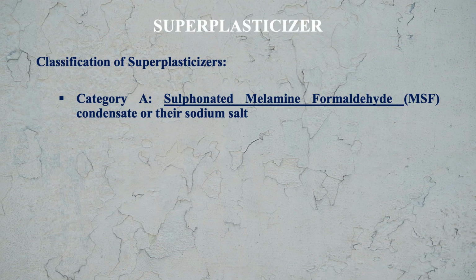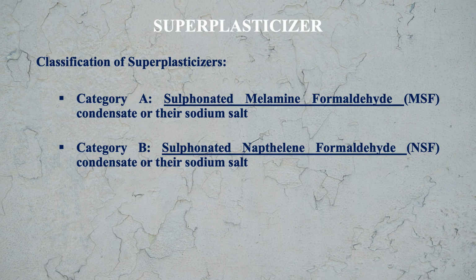Now let us see how we classify the superplasticizers. There are different categories in which the superplasticizers can be classified. First is category A. In this category, sulfonated melamine formaldehyde, which is generally abbreviated as MSF, condensate or their sodium salts are used. In category B, sulfonated naphthalene formaldehyde or NSF condensate or their sodium salts are used.